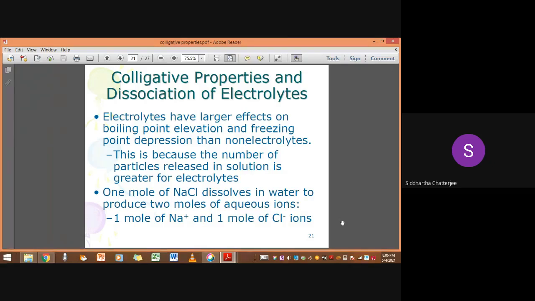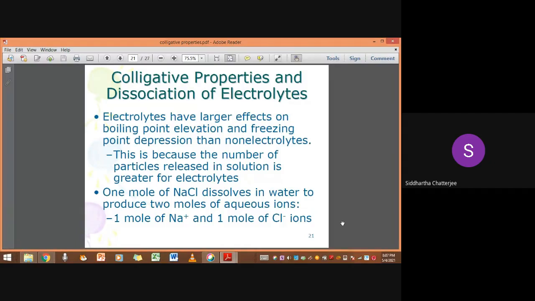Generally, abnormal colligative properties you can find with the electrolyte, where the colligative property is going to be higher than the expected value. But on the other hand, when association of the solute molecules takes place, there also you will observe abnormal colligative properties. As association of the solute molecules takes place, the number of solute particles decreases. So in that case, you will find the colligative properties are going to decrease below the expected value.